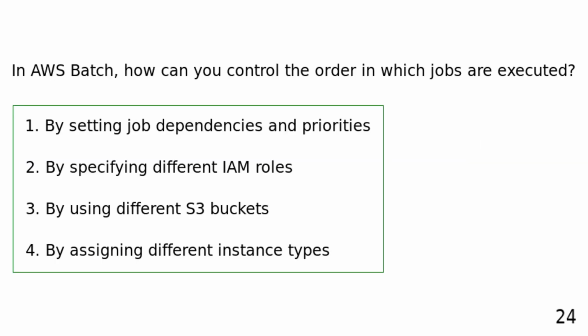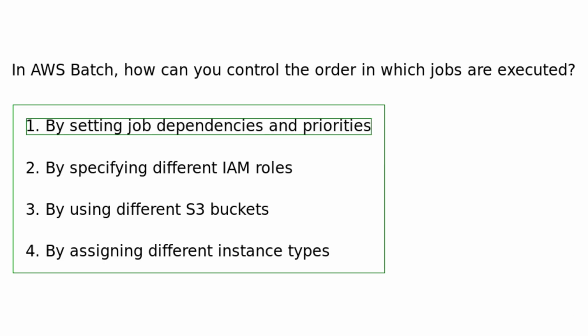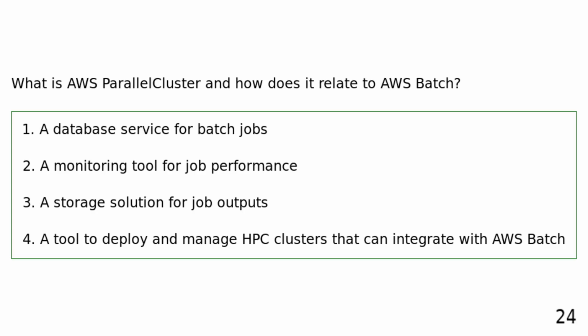In AWS Batch, how can you control the order in which jobs are executed? By setting job dependencies and priorities. By specifying different IAM roles. By using different S3 buckets. By assigning different instance types. You can control the execution order of jobs in AWS Batch by setting job dependencies and assigning priorities within job queues.